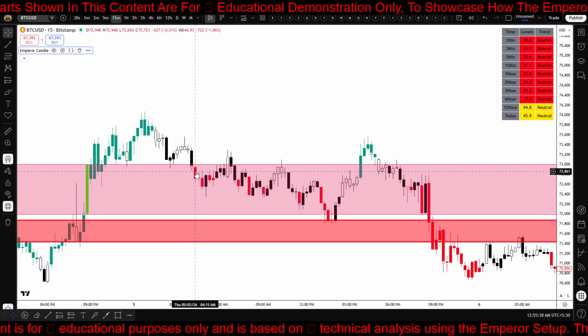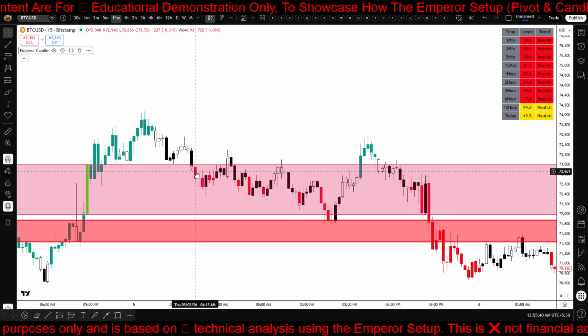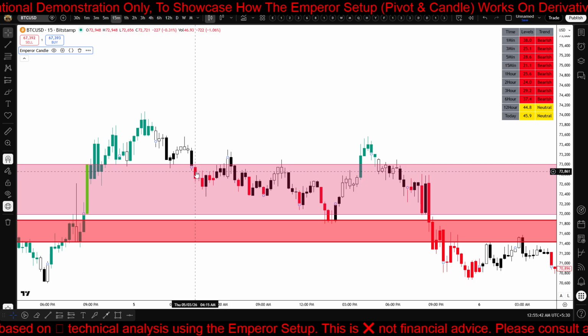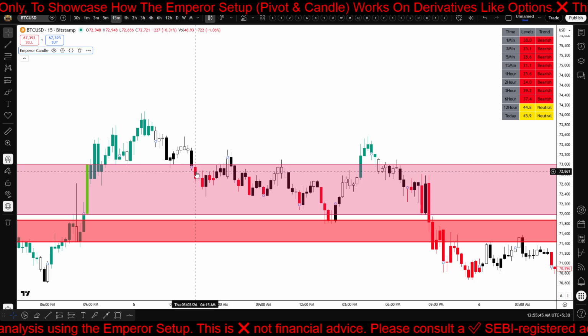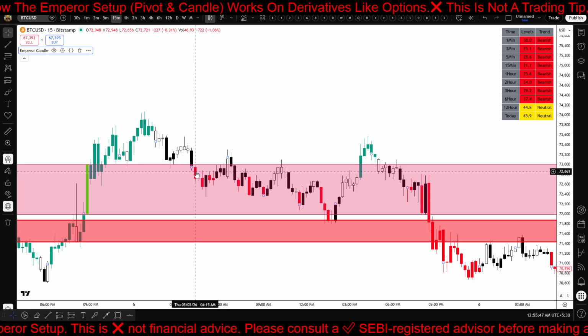A red candle means sellers are now in control of the market. The market is moving downward with selling pressure. When this candle appears, it shows that the market is clearly bearish at the moment.